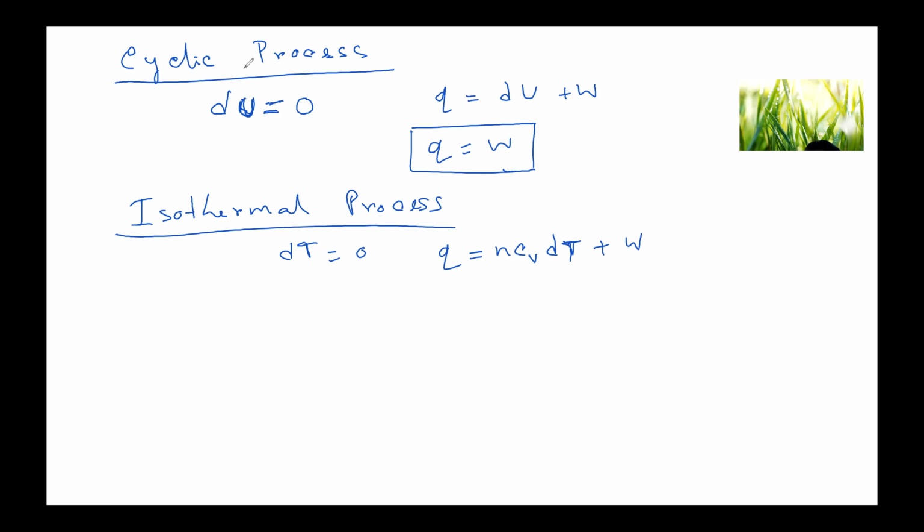Please remember, I am deriving all of this considering the gas to be ideal. This is not the case for a real gas. Okay, so Q will be equal to nCv dT plus W. So if dT equals 0, in this case also Q equals W. Okay, so again heat is being converted to work completely.